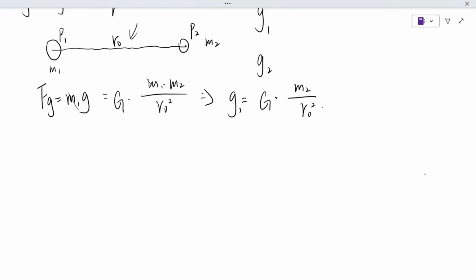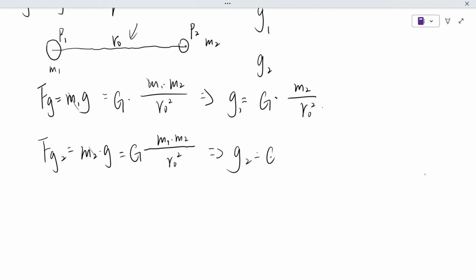Let's write an equation for planet number two. Fg2 is equal to m2 times g, and it is equal to big G times m1 times m2 over r naught squared, and then because m2 can cancel out, we can get g2 is equal to big G times m1 over r naught squared. These two are not equal. So the gravitational field on each planet can be different.